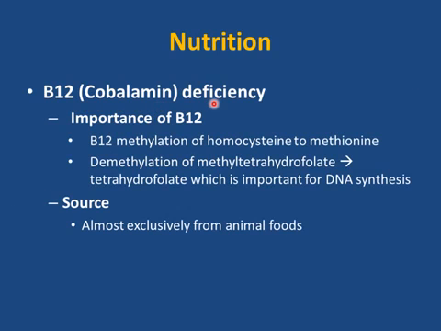B12 or cobalamin deficiency. B12 is important for synthesis of DNA, methylation of homocysteine to methionine, and demethylation of methyl tetrahydrofolate to tetrahydrofolate, which is important for DNA synthesis and cell division. Sources of B12 are almost exclusively animals. The plants do not have B12.